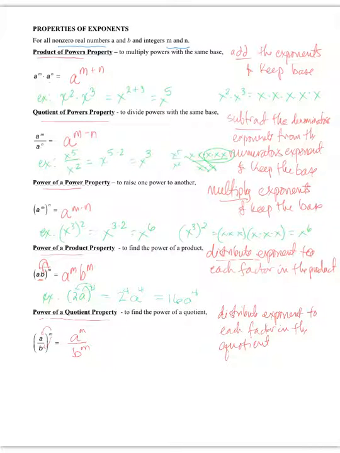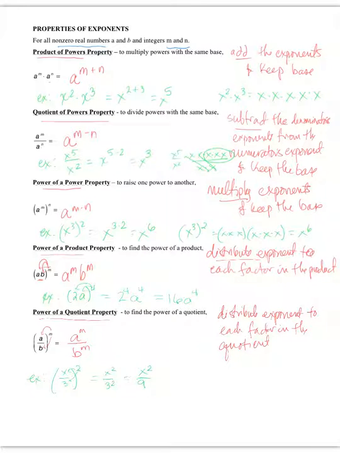Let's take a look at an example. If you had x over 3, a quotient raised to a power, we're going to distribute that exponent to each factor. So that would be x squared over 3 squared, and we'd go one step further and evaluate the denominator and square 3 to get 9.